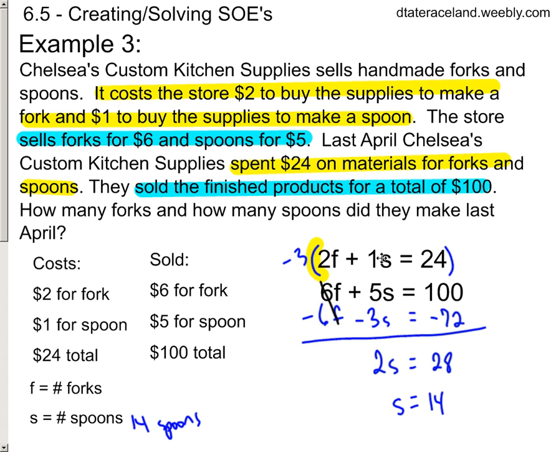And we can plug that into any of the equations. So 2f plus the 14 equals 24. Minus 14 from both sides. We get 2f equals 10. We've got f equals 5, so we have 5 forks.